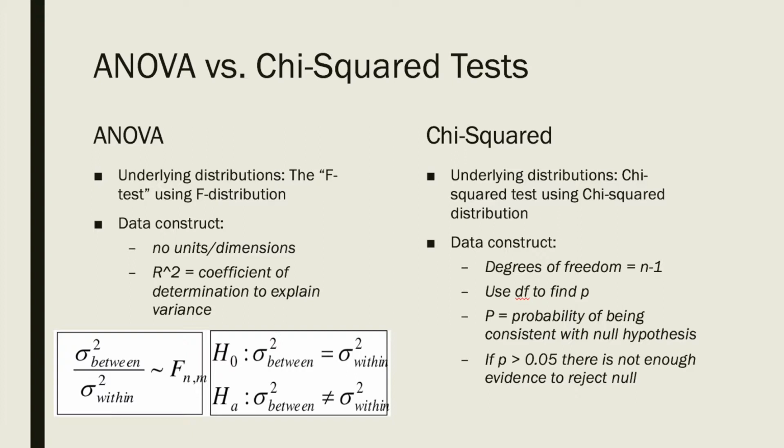The chi-squared test uses the chi-squared distribution. Degrees of freedom are determined by taking the sample size n and subtracting 1, and the degrees of freedom are used to find p using the chi-squared table. P is the probability of being consistent with the null hypothesis, and if P is greater than 5%, there is not enough evidence to reject the null.